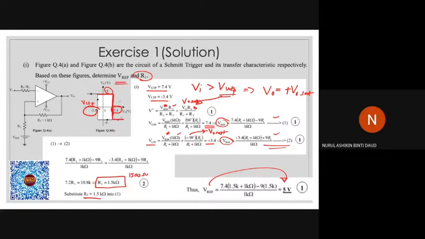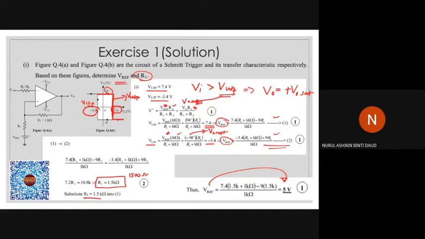This part represents the VUTP. It means that the voltage can't go further than 9 volts. This is the saturation value, and it will quickly drop when the input voltage is at 7.4. So that's why we call this VUTP, the upper trigger point for this Schmitt trigger circuit. It means that the input value can't go more than 7.4. 7.4 is the upper limit for this input value.